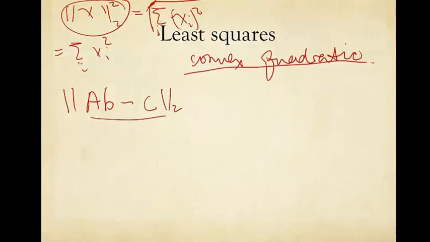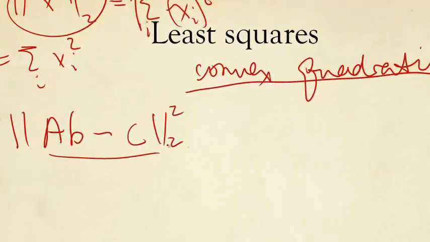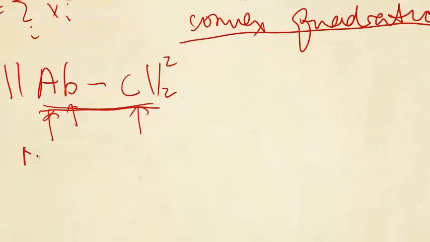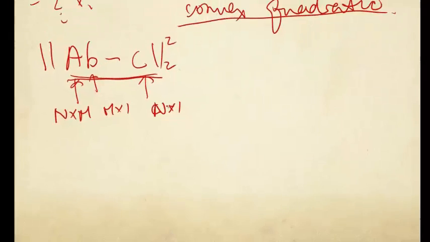And in least squares, we would like to minimize the L2 norm squared, the length of the vector Ab minus c, where b is our variable, A is a known matrix, and c is a known vector. Say if A is n by m, then b is m by 1, a column vector, and c is n by 1, another column vector.